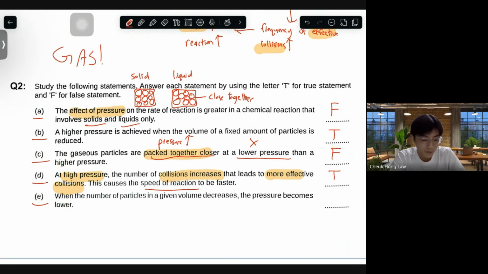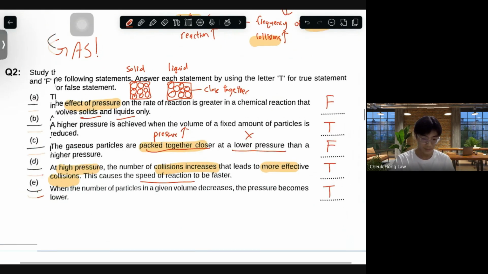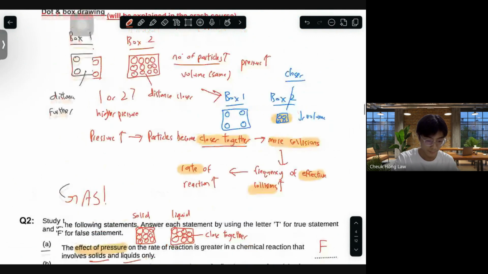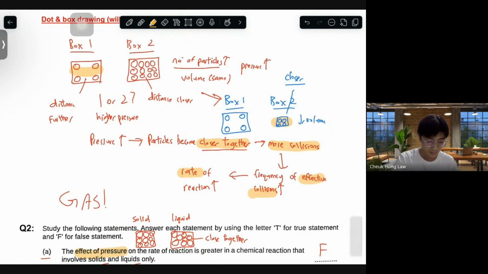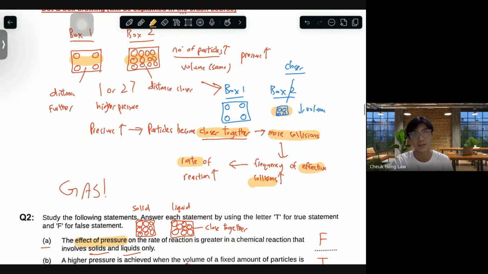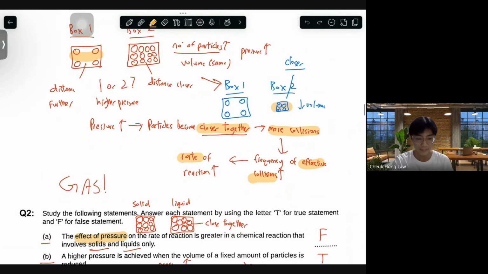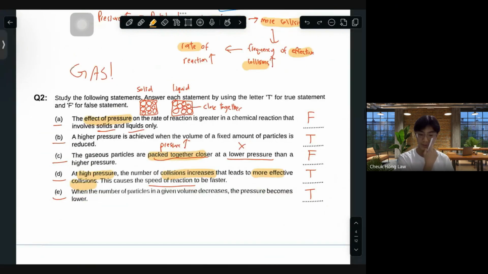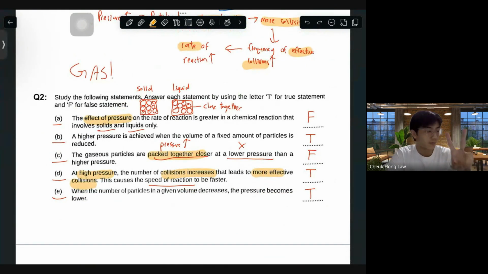E. When the number of particles in a given volume decreases, the pressure becomes lower. True or false? Yes, true also. Good job. So this is the first example, box 1 and box 2. When I have fewer particles, they are further away from each other, so the pressure is lower. Good. So that is the second factor. We are moving quite well. Three more factors to go.